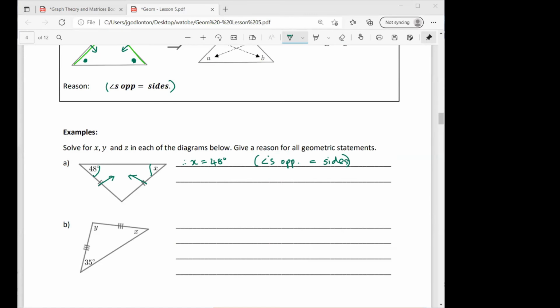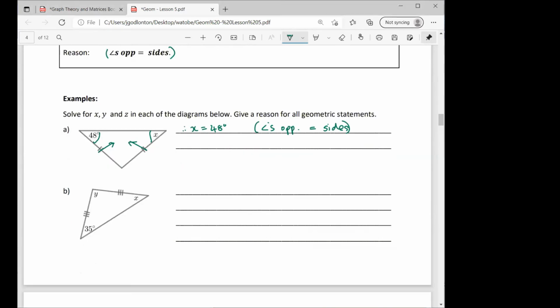Lovely. Beautiful answer for x. My answer and my reason. I love it. Now we're needing to find y. What's my reason? Close. You're both on a good track. I think if you can combine your two ideas together.